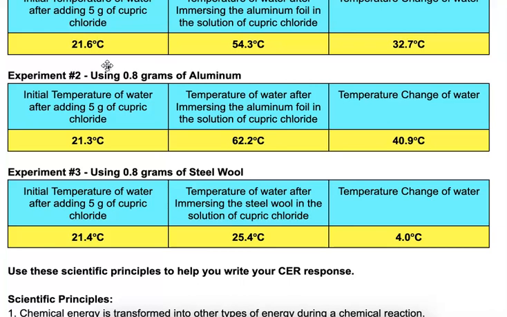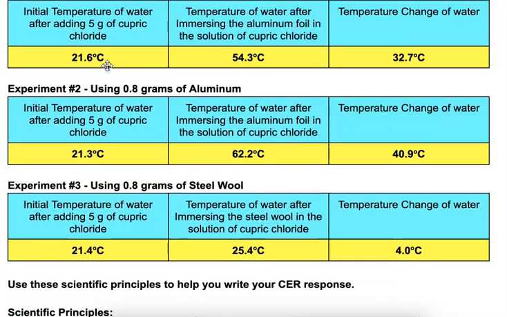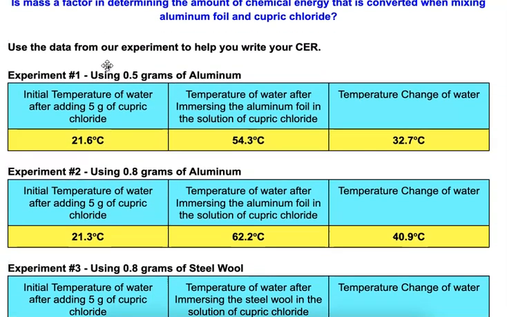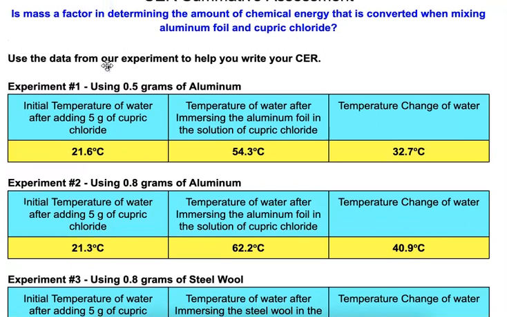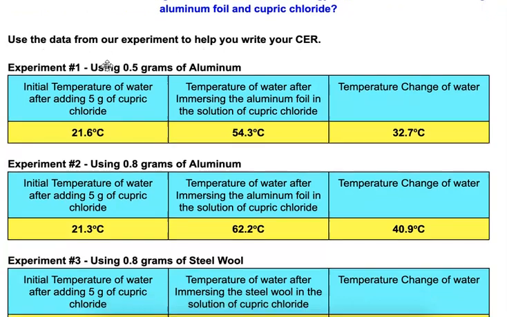And then our last one is 0.8 grams of steel wool being mixed in with the new solution of 50 milliliters of cupric chloride. If we look at our data and we look at our question here, our question is dealing with aluminum foil and cupric chloride. We should be able to eliminate one set of data very quickly and say it's not needed. I'm not going to tell you which one it is, but we should be able to eliminate that one.